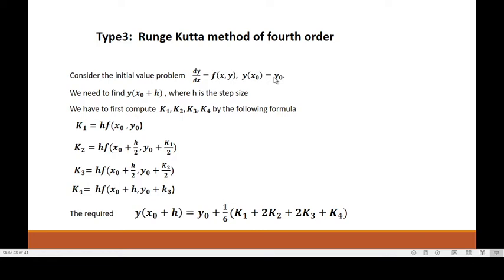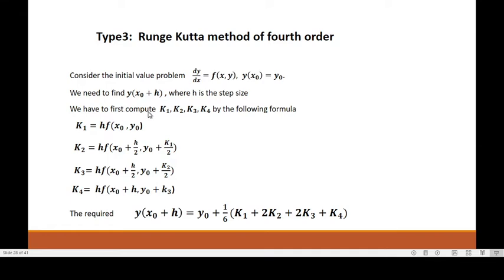Compared to the previous methods, that is Taylor series method and Euler's method, here you will get the better value and the better result. So that is to find out y of x1 by using this method. So x1 is calculated by using x0 plus h, where h is the step size, that is the difference between two arguments is h.